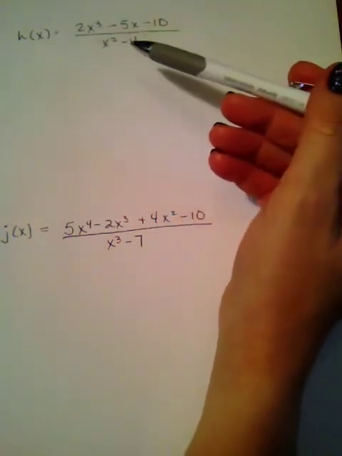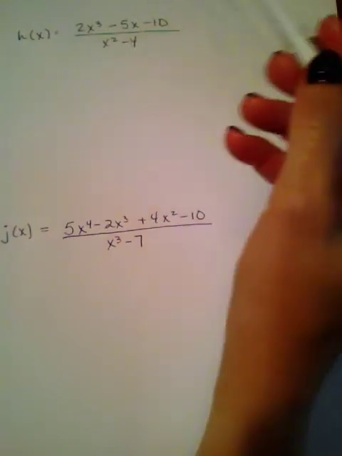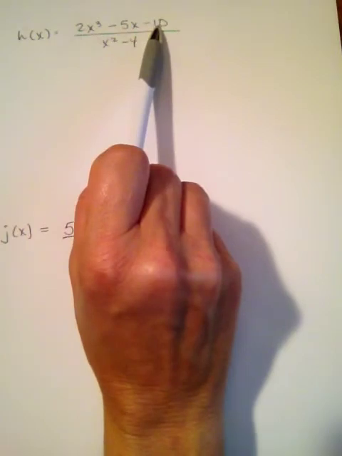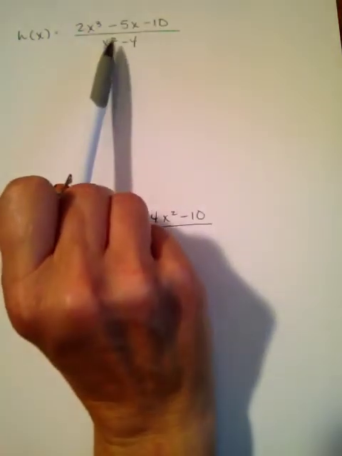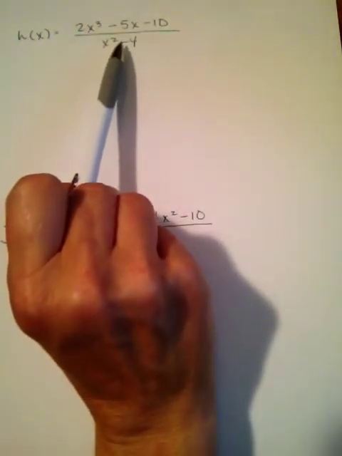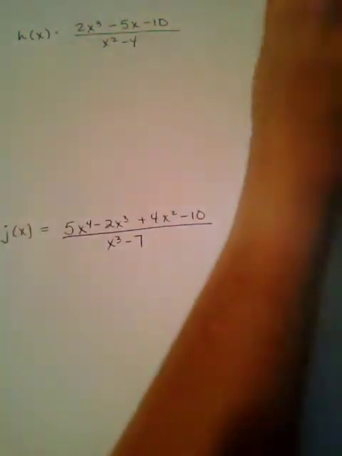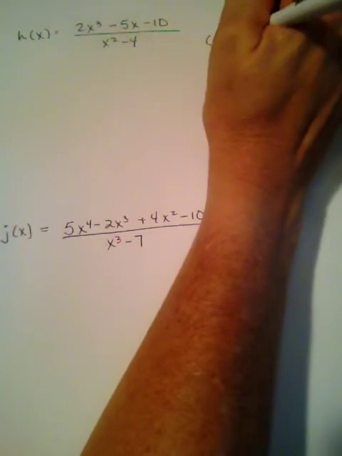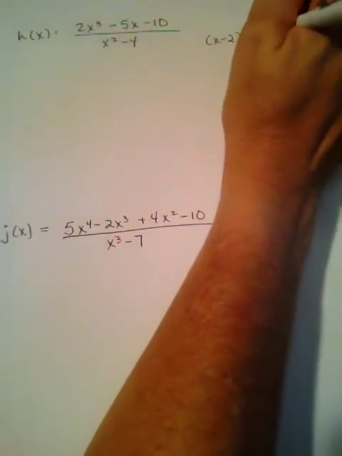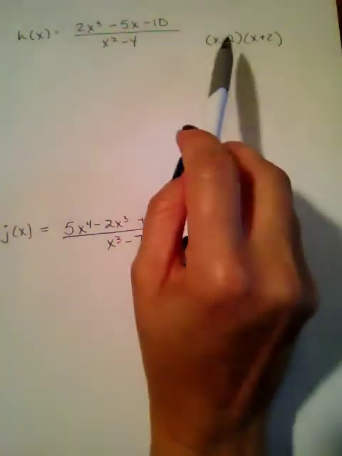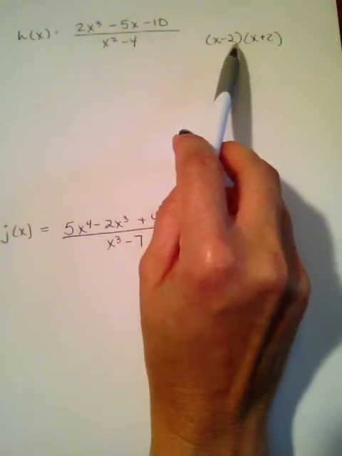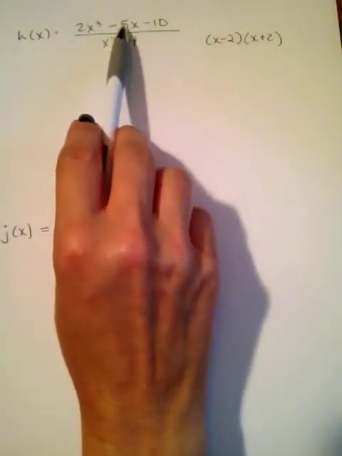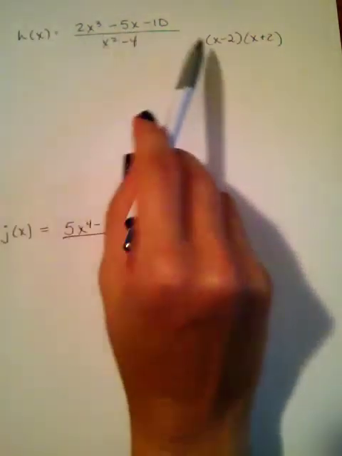But we have to make sure we don't have any common factors. So if I look at my numerator, I actually don't know how to factor it. But if I look at my denominator, I do. And I really only care if I have a common factor. So if I look at my denominator, I know that that's x minus 2 times x plus 2. So it only matters if one of these two is actually a factor of the numerator, and I can find that out pretty quickly.